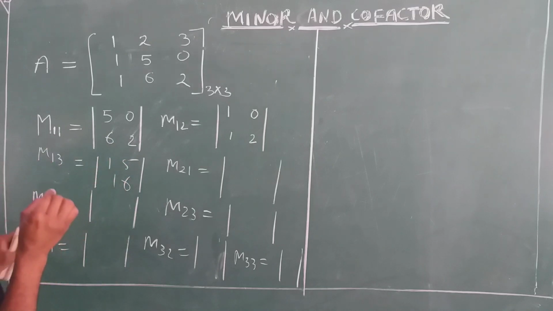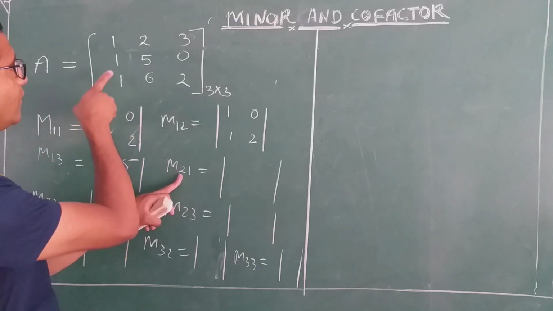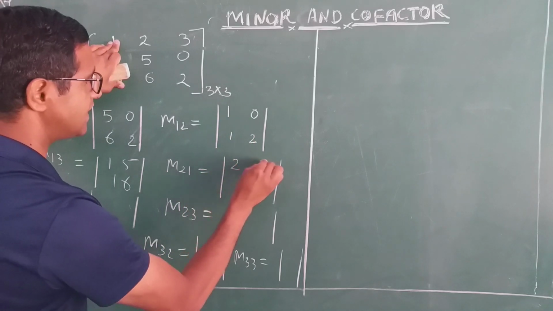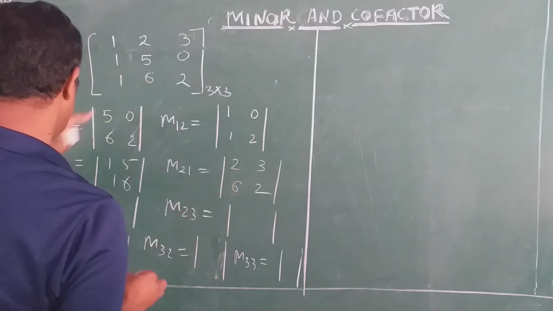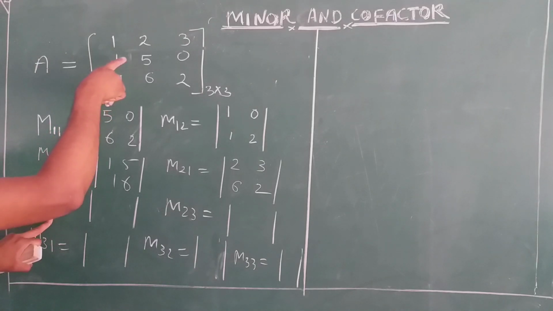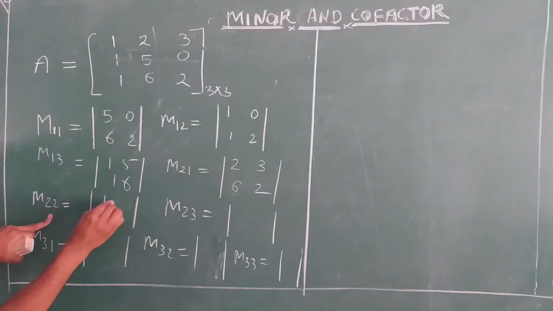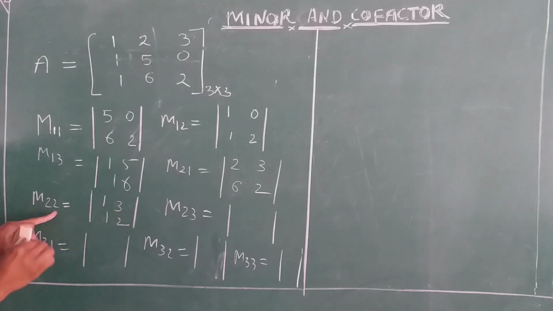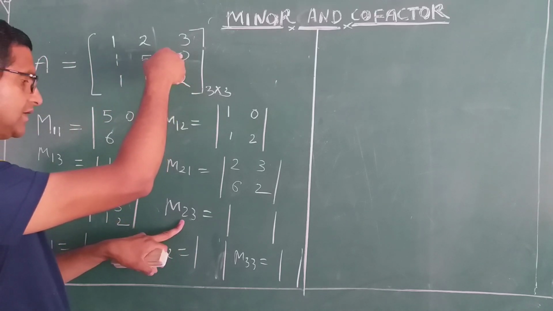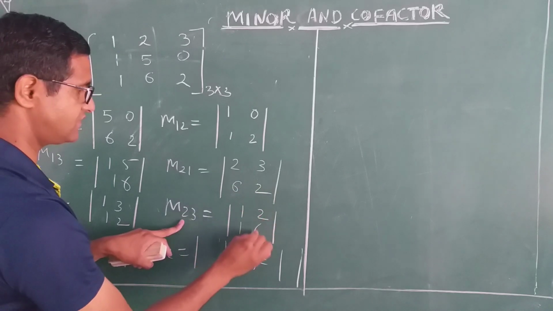Okay. Now M21, you will leave the elements of second row and first column. The remaining elements you will write: 2, 3, 6, 2. M22, you will leave the second row and second column. The remaining elements you will write: 1, 3, 1, 2. M23, you will leave second row and third column. Remaining elements you will write: 1, 2, 1, 6.